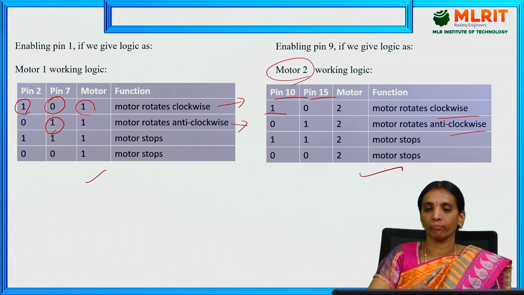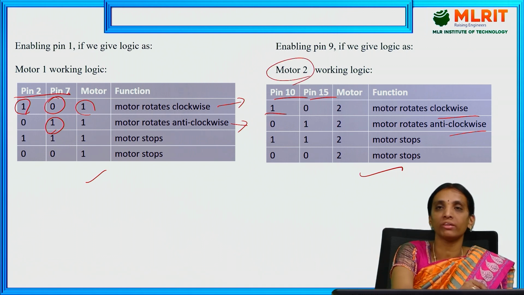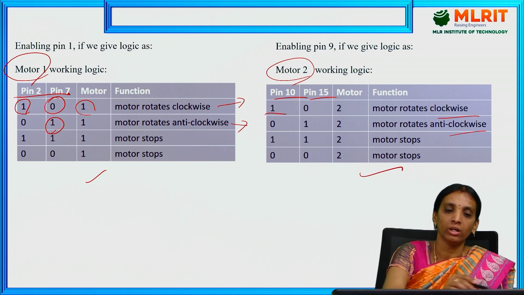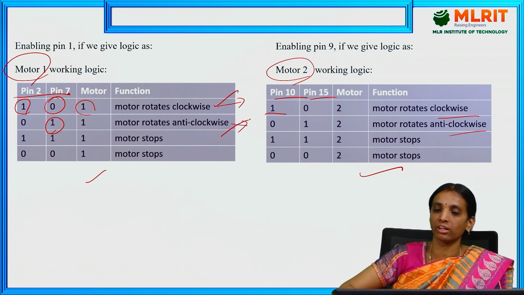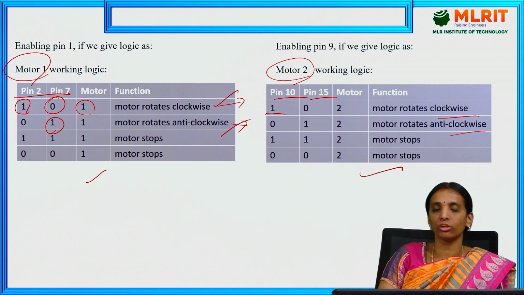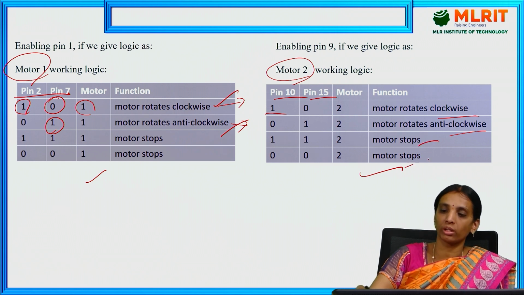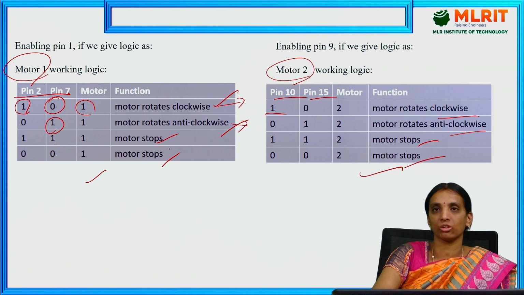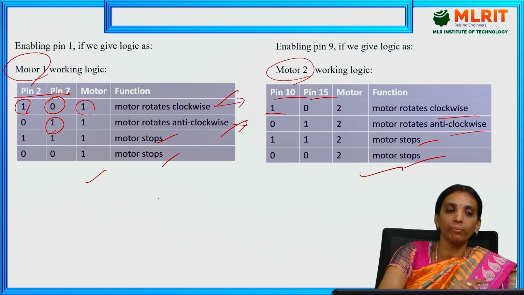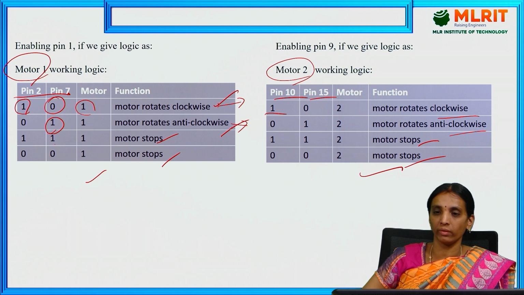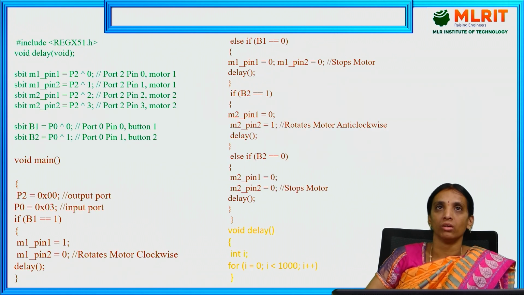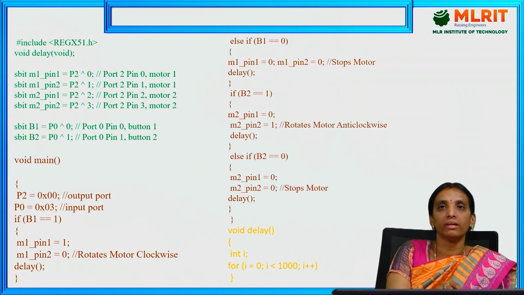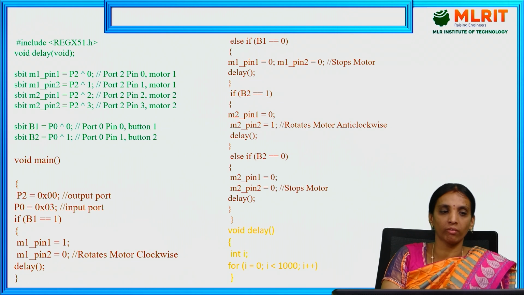Likewise, pin 2 and pin 7 are used for motor 1 to rotate in clockwise and anti-clockwise directions. If both the pins are enabled or both the pins are disabled, then the motor will be stopped. So if both are 1 or both are 0, the motor is stopped. If any one pin is enabled, then only that motor will rotate in the clockwise or anti-clockwise direction. So this is the program used for interfacing the DC motor with the 8051 microcontroller.